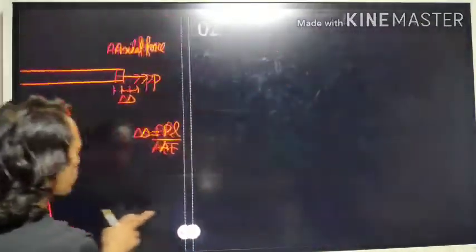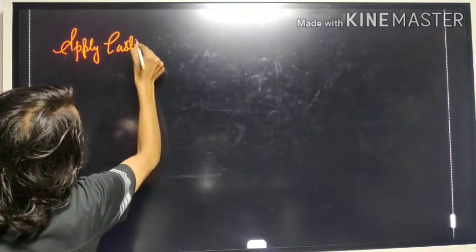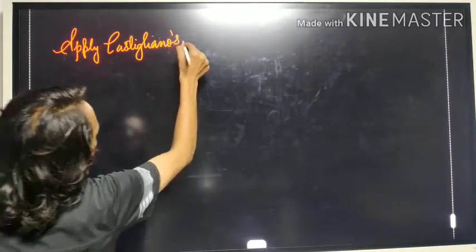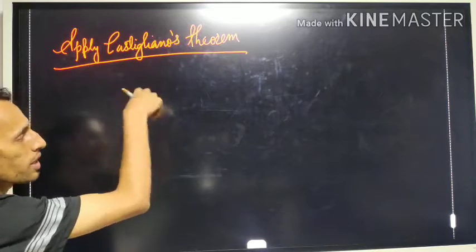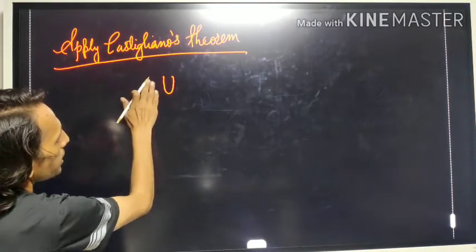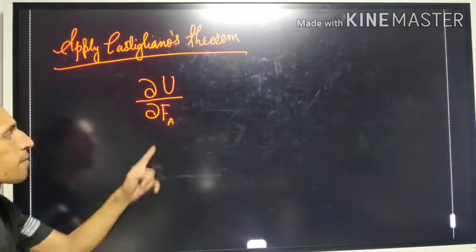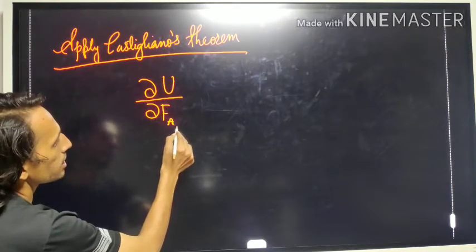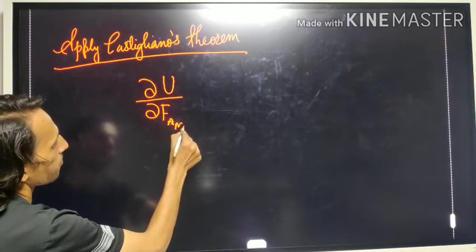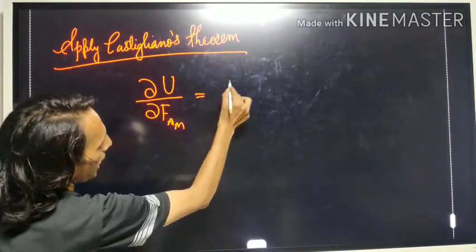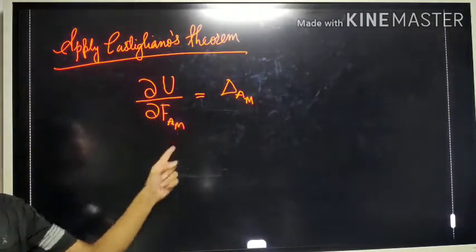Now if you have strain energy, you can apply the Castigliano theorem to calculate the deflection. Castigliano's theorem says that if you differentiate the strain energy with respect to any force F which is acting at any point A, in the direction, let us say, M, then you will get the deflection at point A in the direction M. So this is what the Castigliano theorem says.